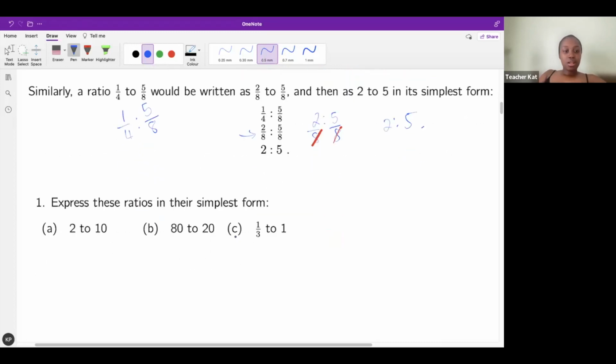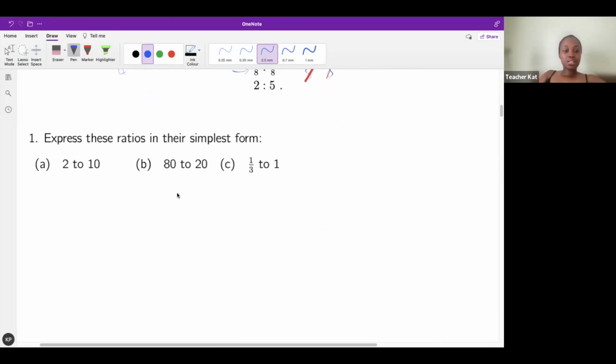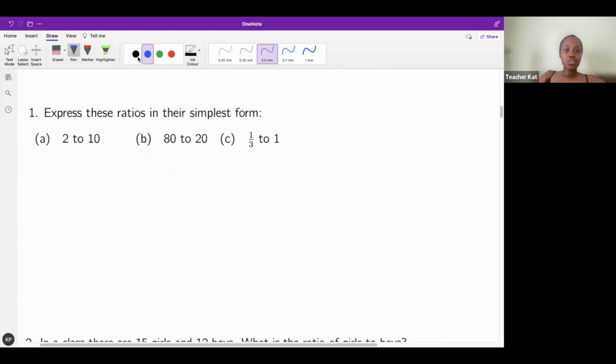Okay. Enough talking from me. Let us see these ratios in their simplest form. So firstly, you just write what they're telling you, okay? 2 to 10 means you write a 2, you write a colon, and you write a 10. Now, between 2 and 10, do they have a common factor?